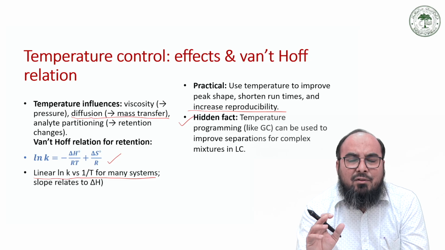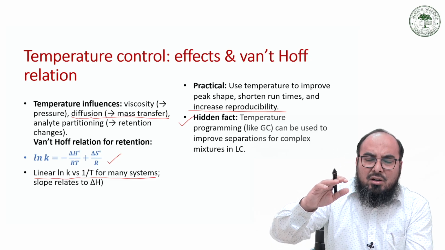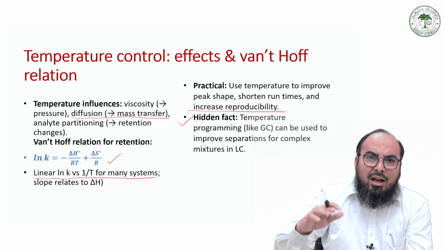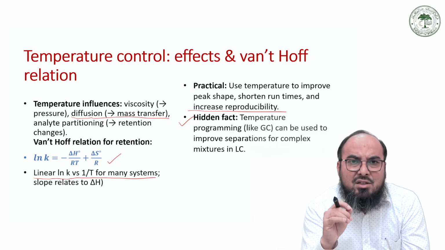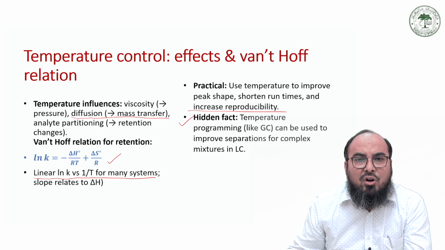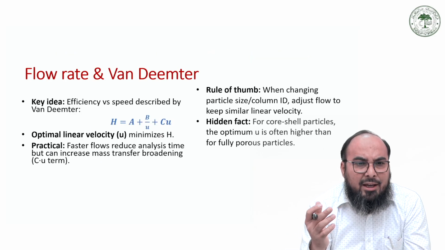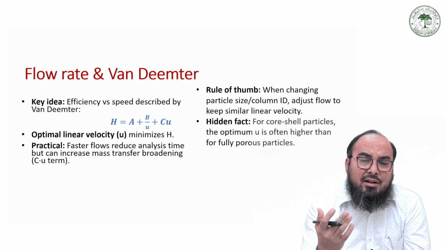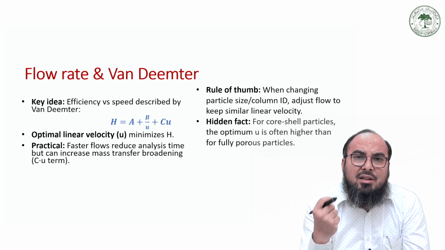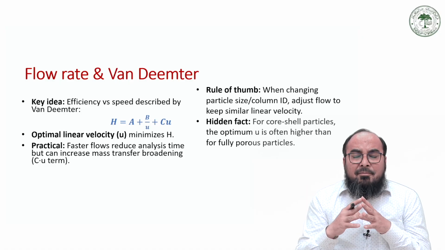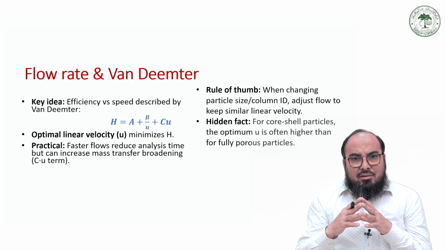So it is always advisable to start your GC at a temperature at least 20 degrees below the boiling point of the least volatile component of your mixture. Again, efficiency versus speed, we have already discussed at length while discussing elution chromatography as well as gas chromatography.